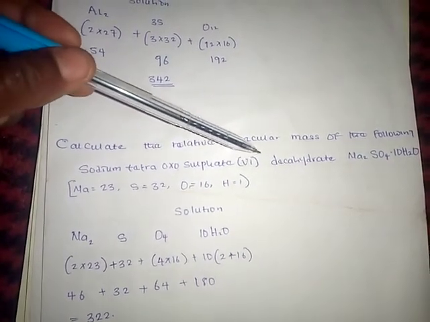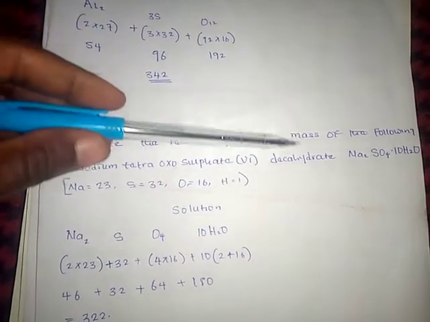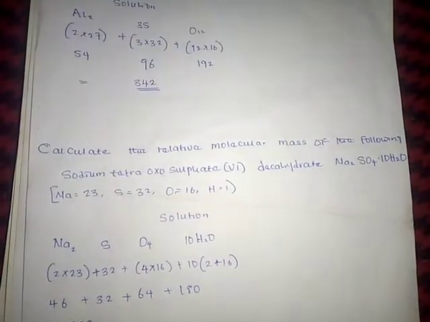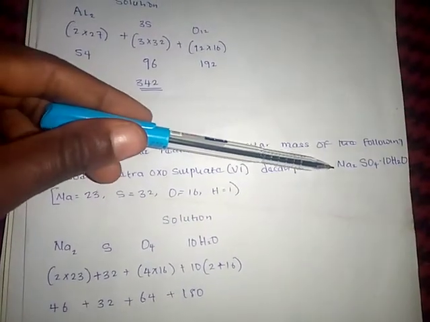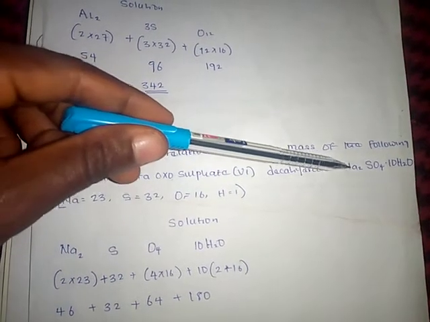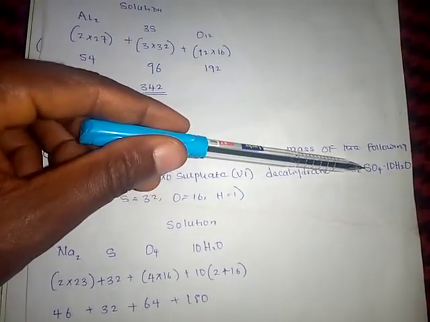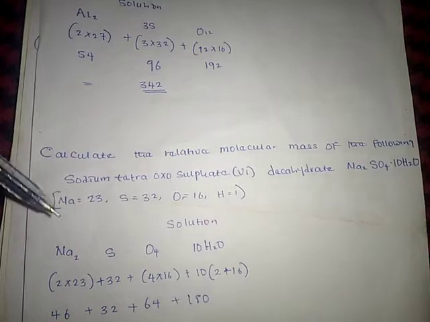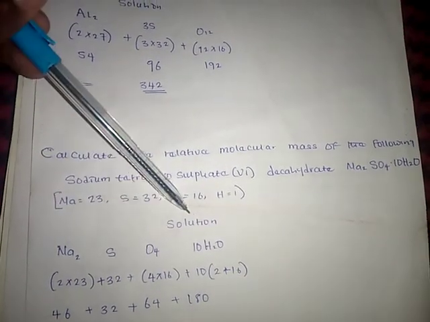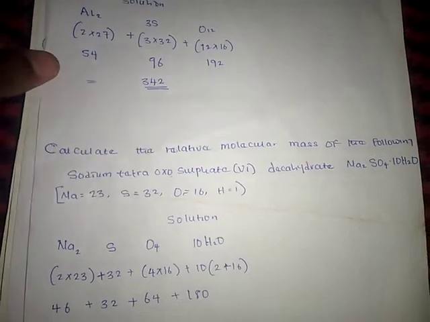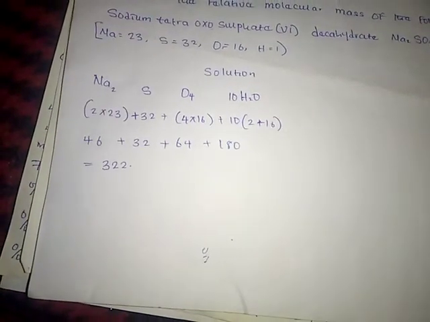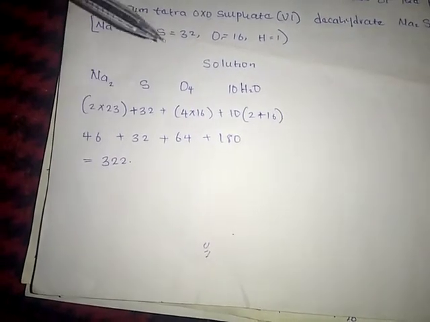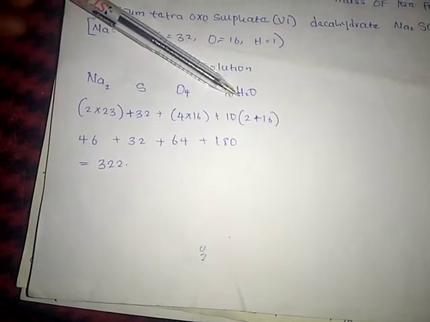Now, the next one is to calculate the relative molecular mass of the following: sodium tetraoxo sulfate 6 decahydrate. This is the formula for sodium tetraoxo sulfate 6 decahydrate. The first thing you're supposed to point out is how many sodium are in this: sodium, Na, that's 2. How many sulfur? We'll have 1 sulfur. How many oxygen? We'll have 4 oxygen, and then we'll have 10 molecules of water. So this is the atomic mass of those individual elements. So the solution is sodium, sulfur, oxygen, and then 10 molecules of water.